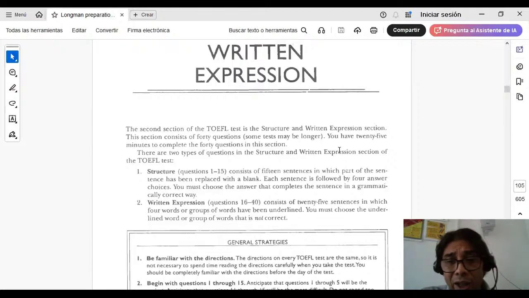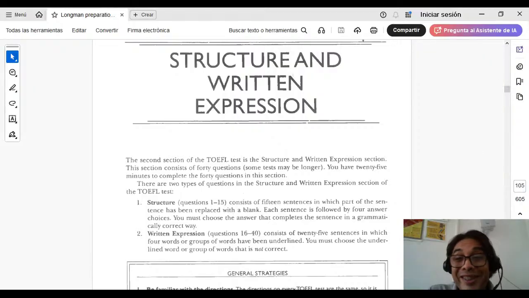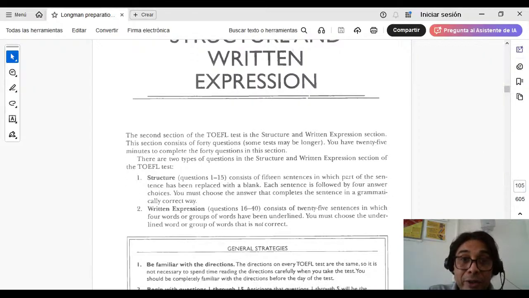One point that I like to make is that knowing strategies about grammatical structures or certain skills, as we will see throughout the many videos that we'll be uploading, hopefully, is essential to know why we express ourselves the way we do. That being said, let me commence with what you see on the screen, which says structure and written expression, the second section of a TOEFL test.